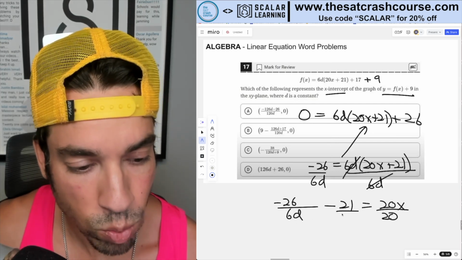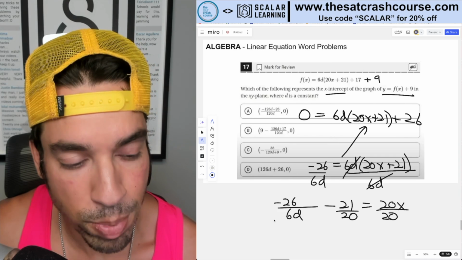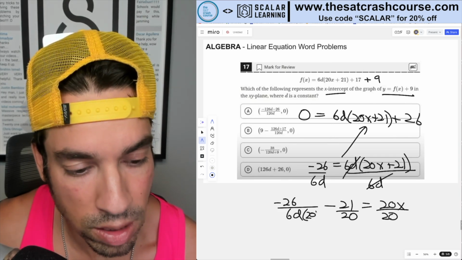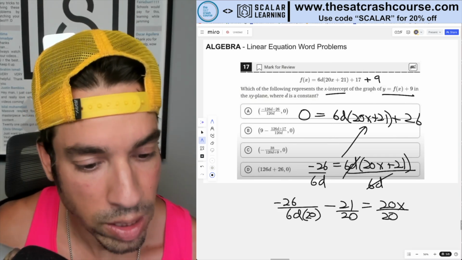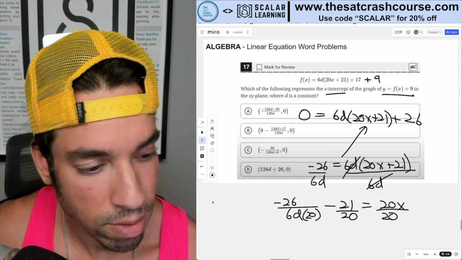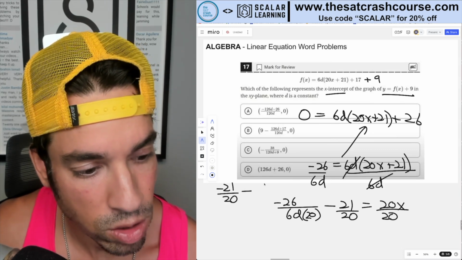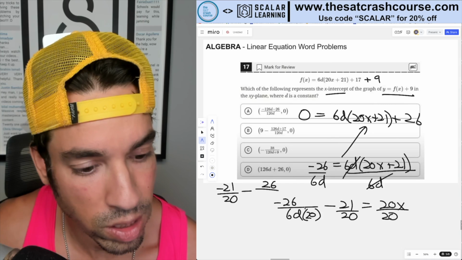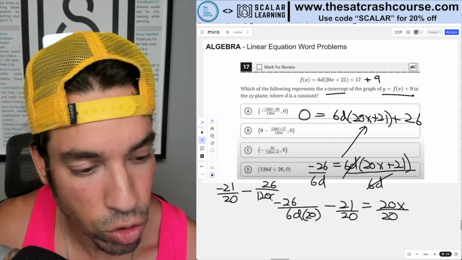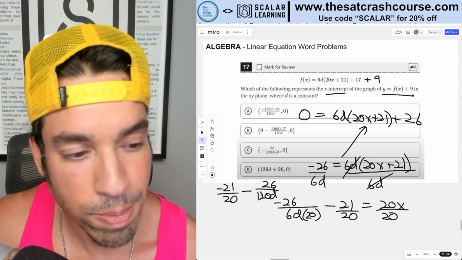So we get 21 over 20. But when I divide this by 20, it's like multiplying the denominator by 20. So now, and I'm going to switch around the order here, we're going to have negative 21 over 20 minus 26 over 6 times 20, which is 120d. And again, this is my x value.